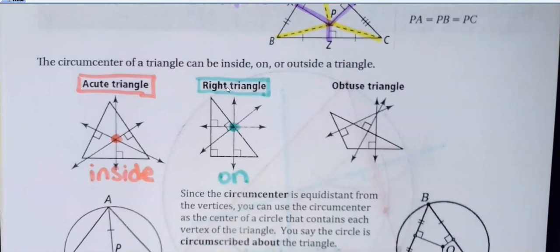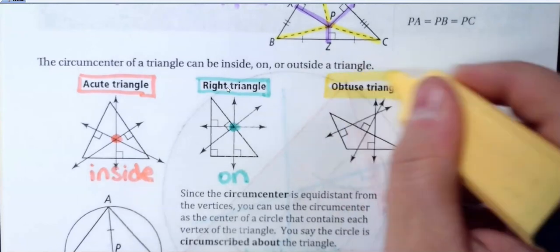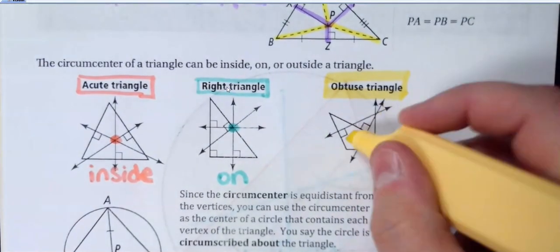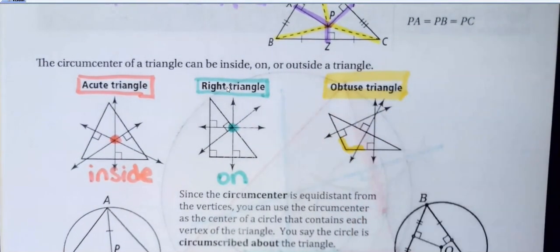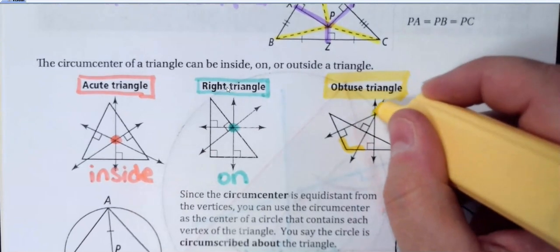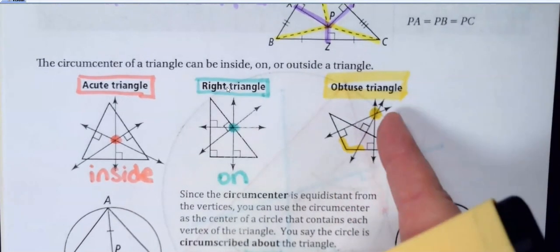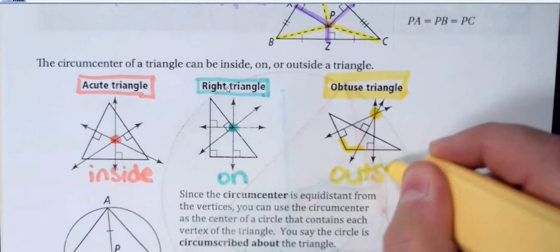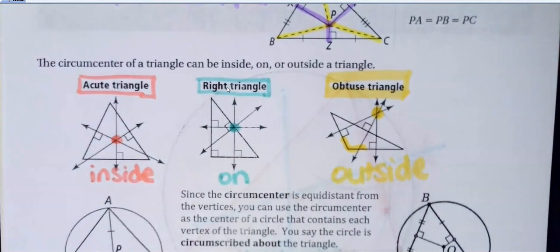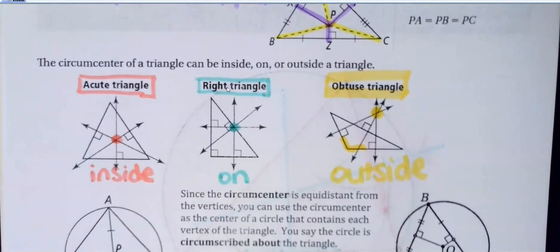And then the last possible triangle you could have is what I got here to the side. If you've got an obtuse triangle, that just means one of the angles is obtuse. It's going to be this angle in the diagram right here. You can see here the circumcenter is actually outside of the triangle. We'll work with this a little bit more with our constructions, but it can be any one of 3 places depending on the type of triangle you have. So acute inside, right on, obtuse outside.